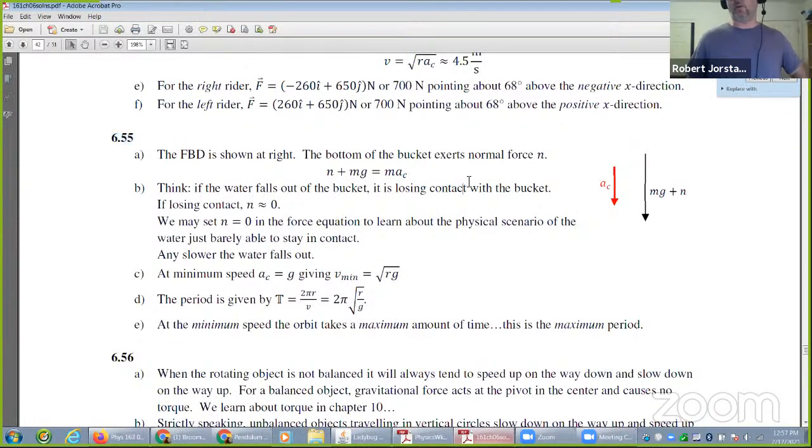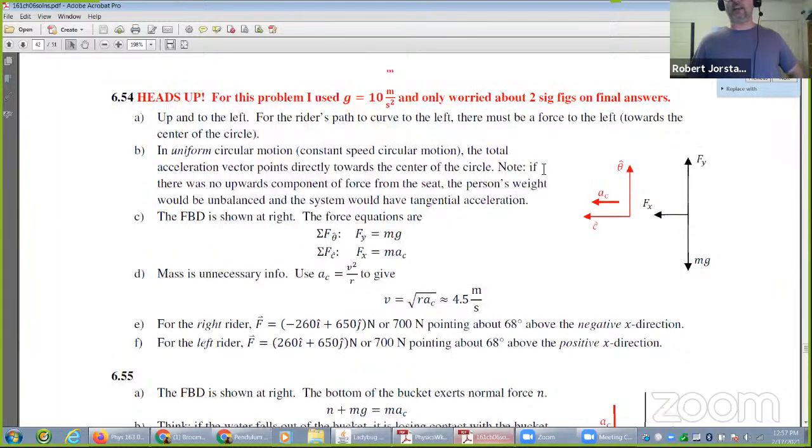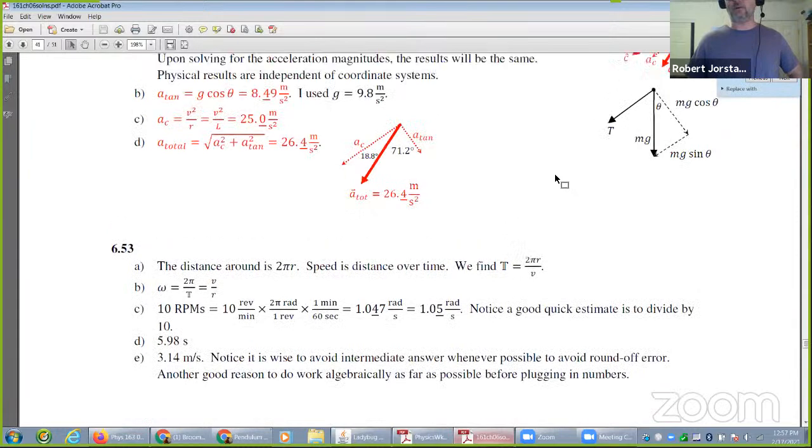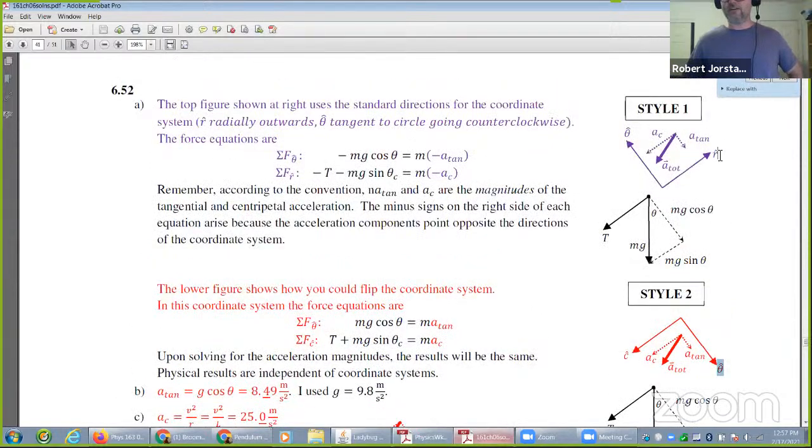So notice here was an example, 6.55. I didn't even draw a coordinate system, right? I just let my acceleration towards the center be my coordinate system. Or in this one, look at this one. Sometimes I use centripetal hat. So I put towards the center being the positive direction. And then this one I call theta hat. So we could see that in different problems, you might use different coordinate systems. Here's one where I called centripetal hat here and theta hat here. Here's another one where I used r hat and theta hat. So you can see there are many different correct ways to do problems.